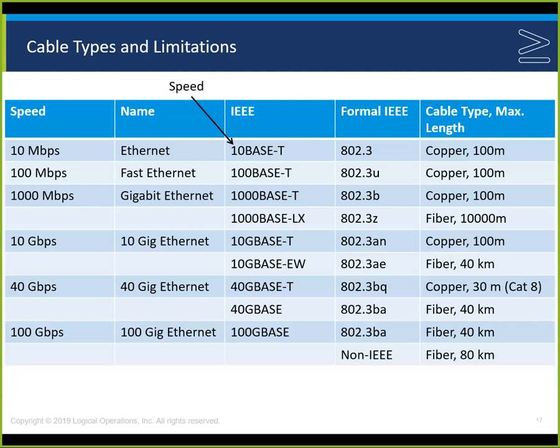Then we go to the 100 meg Fast Ethernet, gigabit, 10 gig, 40 gig, 100 gig. These are when we change media, when we get down to the really high speed. 40 gig, we can use copper, but we can't go as far, 30 meters, Cat 8. The 10 gig, we can do copper with up to 100 meters. So the 100 meters for copper is the number to remember with these things.